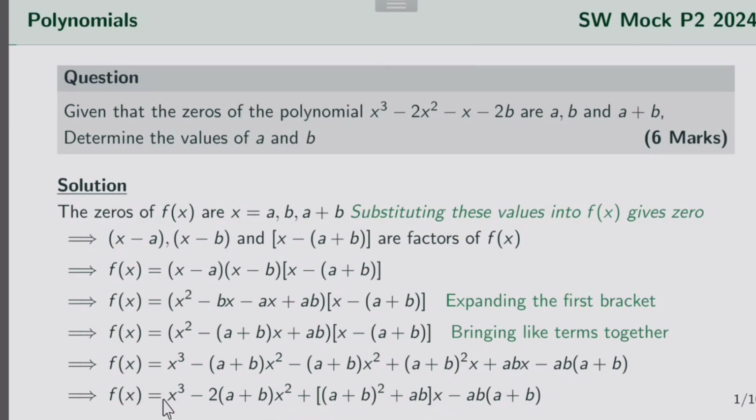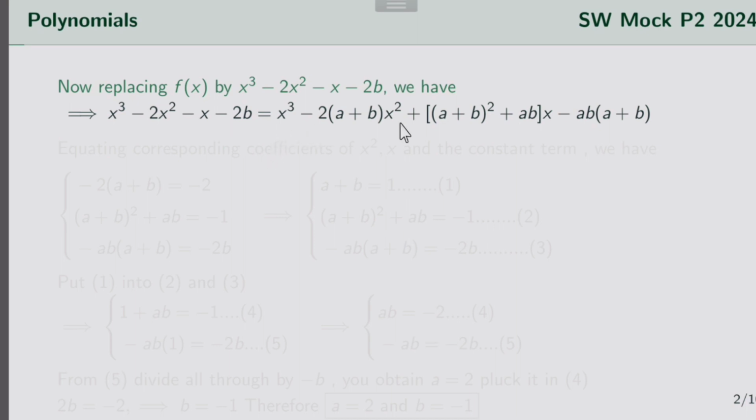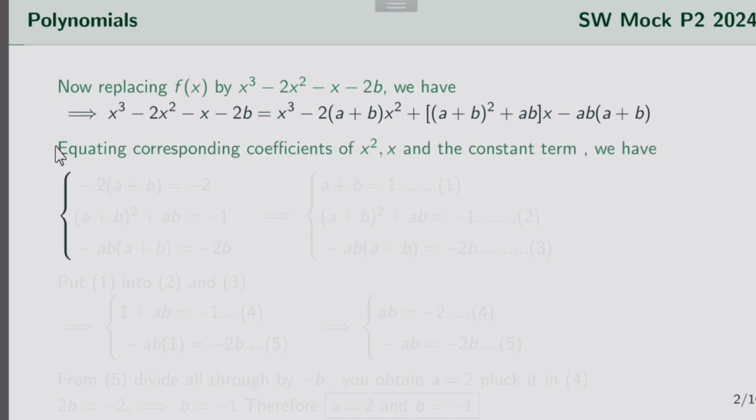What is left to do now is to take this and compare it with the coefficients of the original expression in order to obtain the values of a and b. Now let's move on by replacing f of x by that original function that was given to us. So we are comparing x cubed minus 2x squared minus x minus 2b with what we just expanded. Notice that here we are going to equate corresponding coefficients of x squared, coefficients of x, and the constant term.